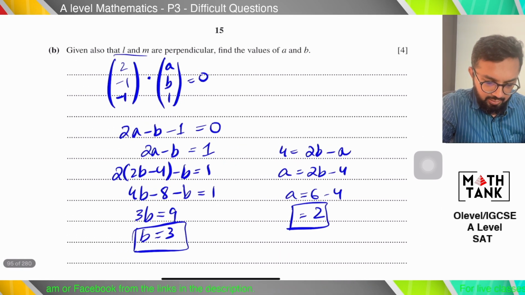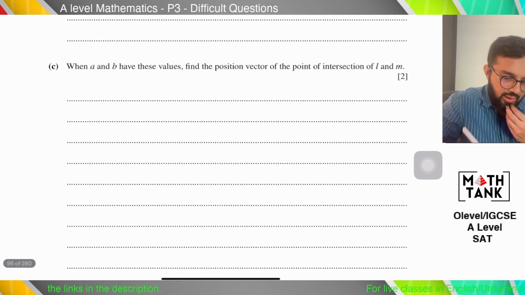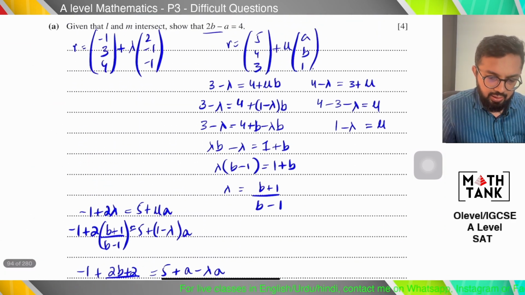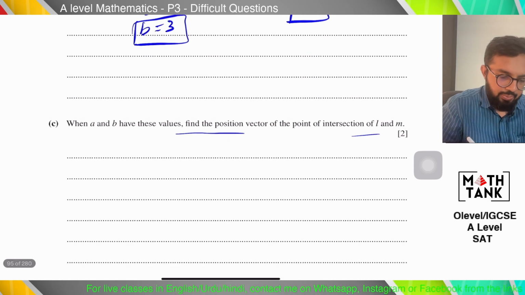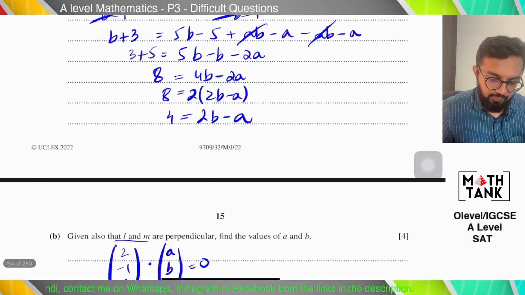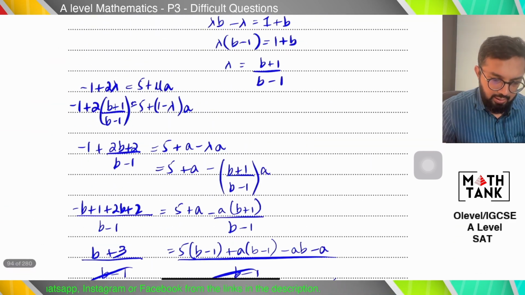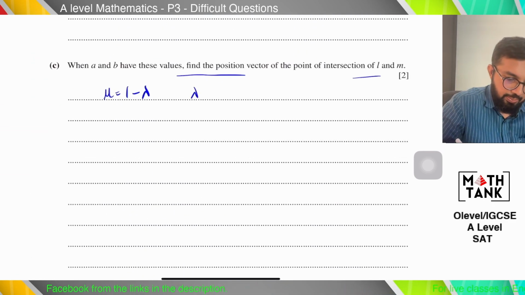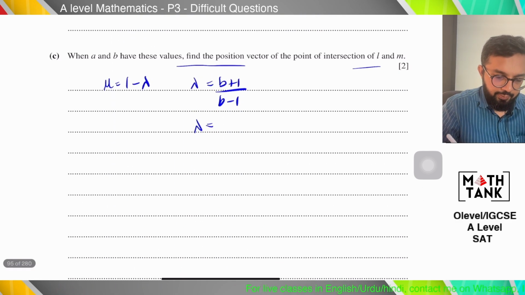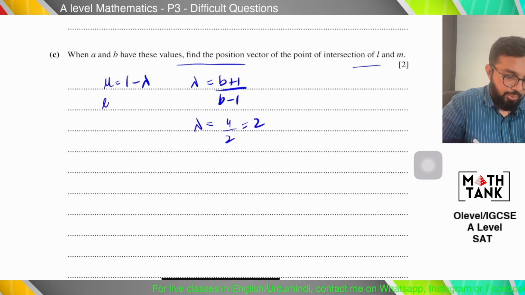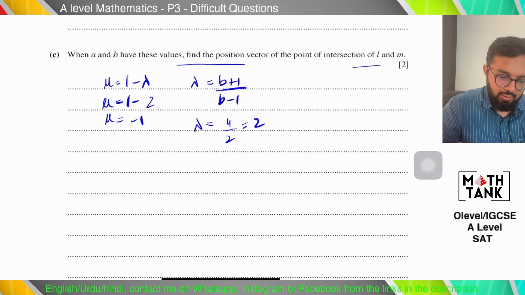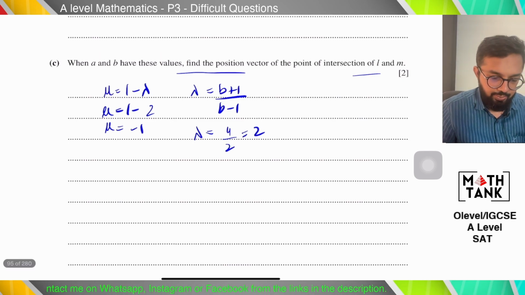Okay, we were doing a vectors question that I didn't solve completely. When a and b have these values, find the position vector of the point of intersection of L and M. So I think that's pretty clear. I can just use these values to find the position vectors. I had mu equals 1 minus lambda, and I had lambda equals b plus 1 over b minus 1. So I can get lambda equals 4 over 2, which is 2. So mu should be 1 minus 2, which is minus 1. So I have lambda equals 2 and mu equals minus 1.